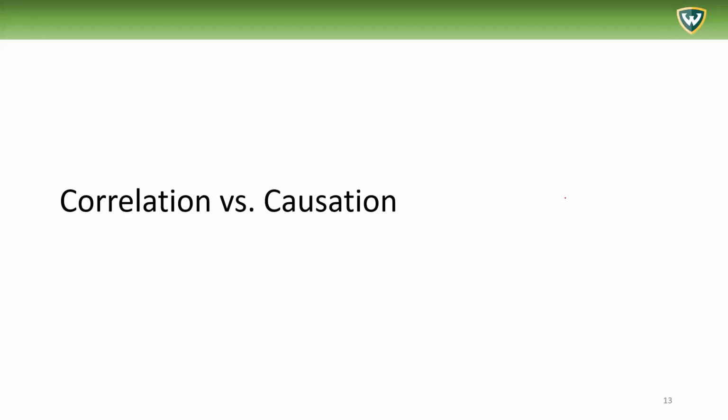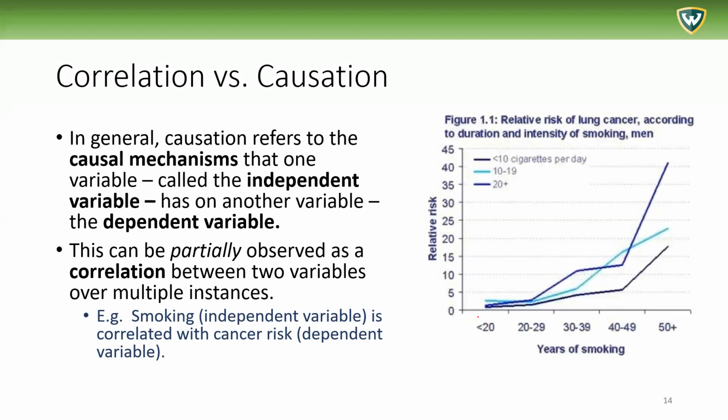Correlation versus causation. In general, causation refers to the causal mechanisms that one variable, one attribute, often called the independent variable, has on another variable, the dependent variable. And this can be partially observed as a correlation between two variables over multiple instances.